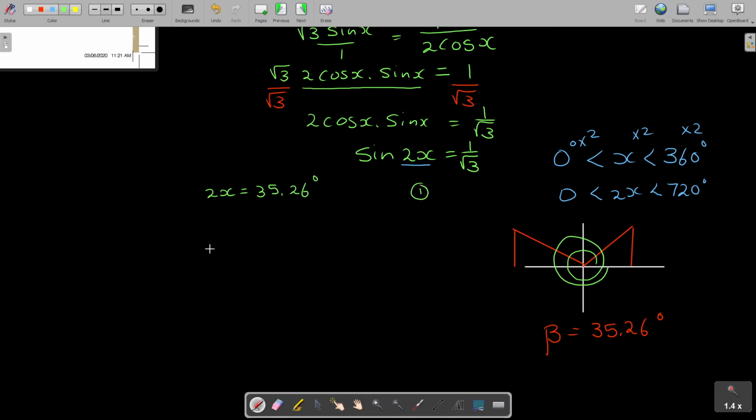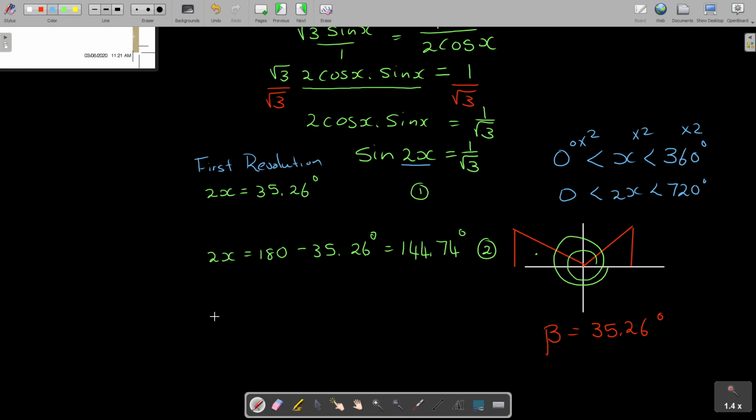I like to leave a space, but you can do it next to each other, doesn't matter. For 2x, now it's this one. So it's 180 minus 35.26. Now, for the second, I do this on the calculator: 180 minus 35.26, and I get 144.74 degrees. Leave it at 2 decimal places. That's going to be my second one. But that was my first revolution.